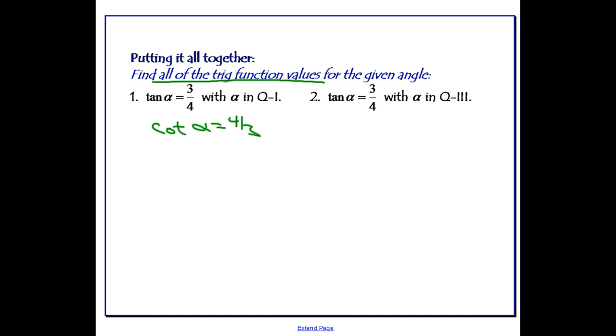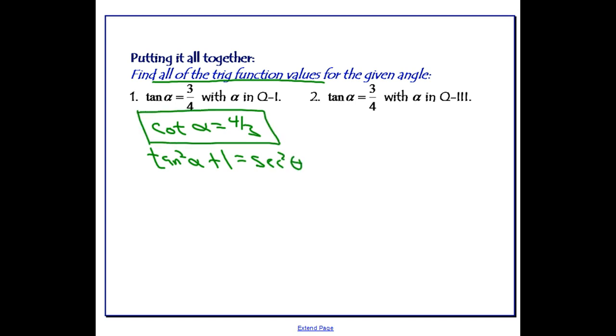All right. Tangent squared plus 1 equals a, I'm just going to circle this so we've got one thing done. Tangent squared plus 1 equals secant squared. Tangent is 3/4, so go 3/4 squared plus 1. 3/4 squared is 9/16 plus 1. That's 1 and 9/16. Make it improper, I get 25/16 is the secant squared.